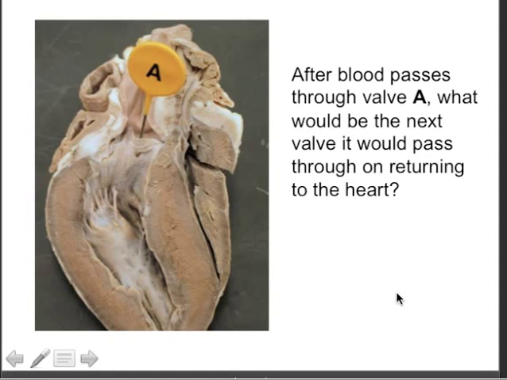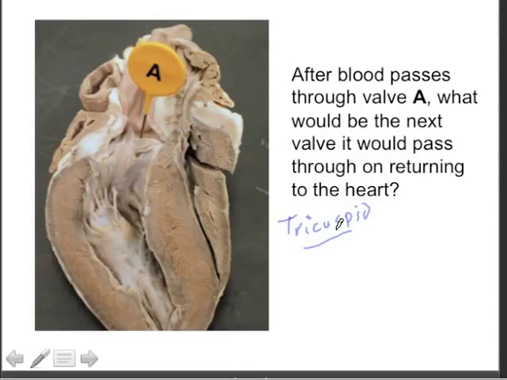Next question, after blood passes through valve A, what would be the next valve it would pass through on returning to the heart? Okay, it would be the tricuspid valve. Whoops, back up. Okay, and we have to think about that, right?